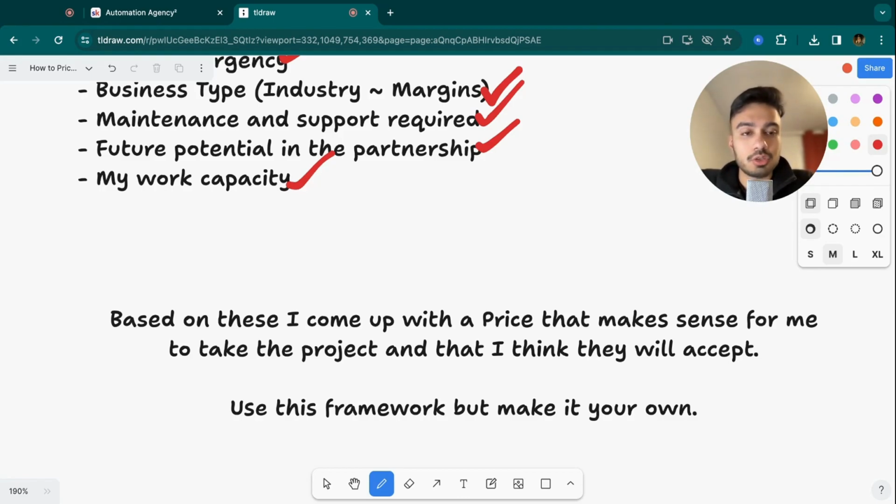But I hope this was useful. A lot of people give me messages about how do I price my automations. So this is the thought process behind it.